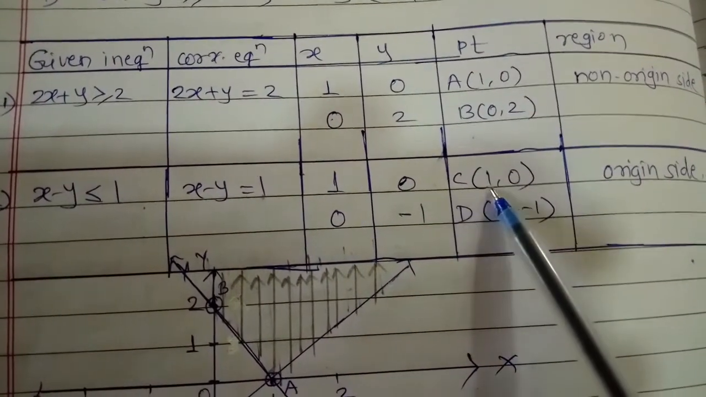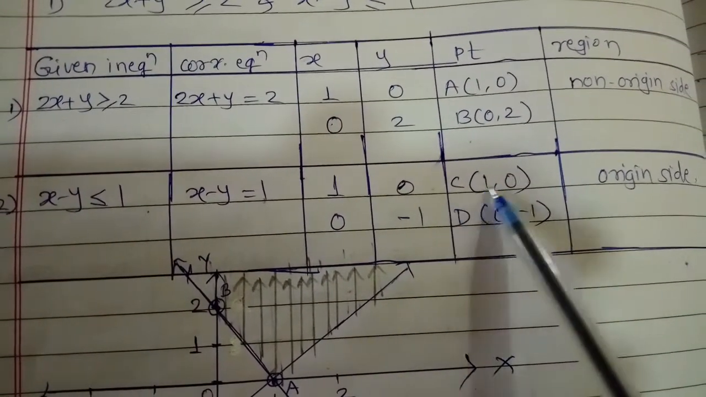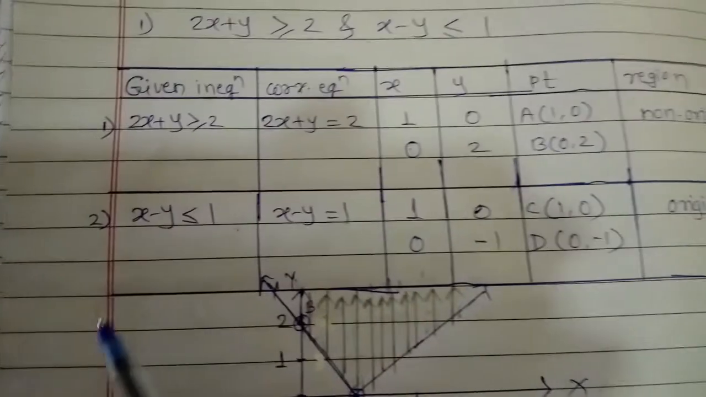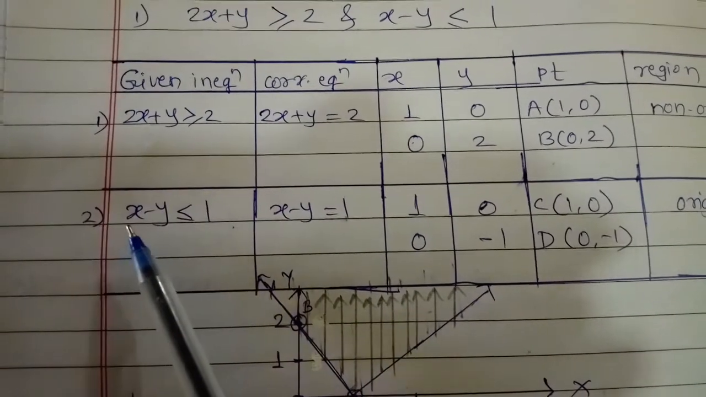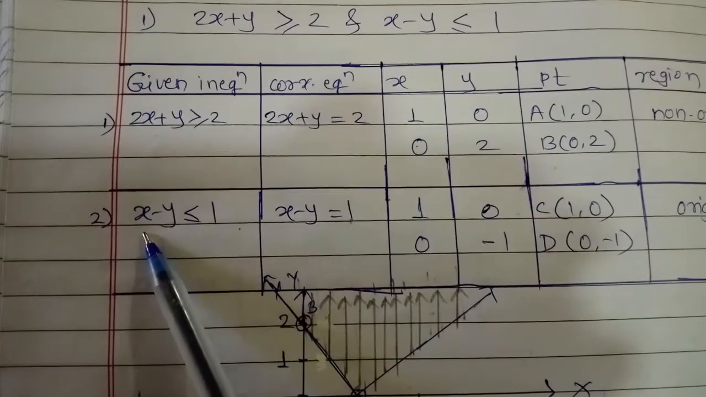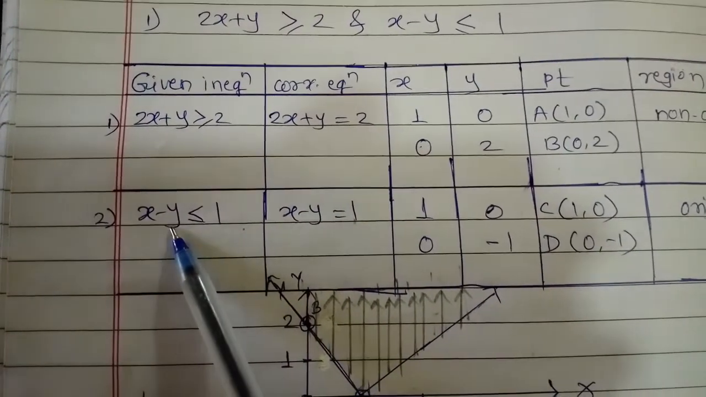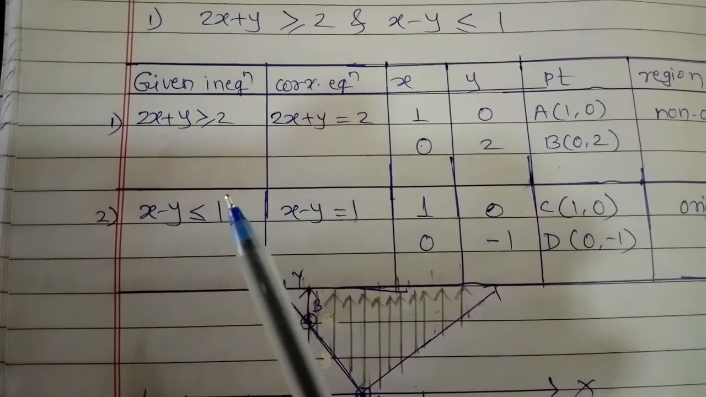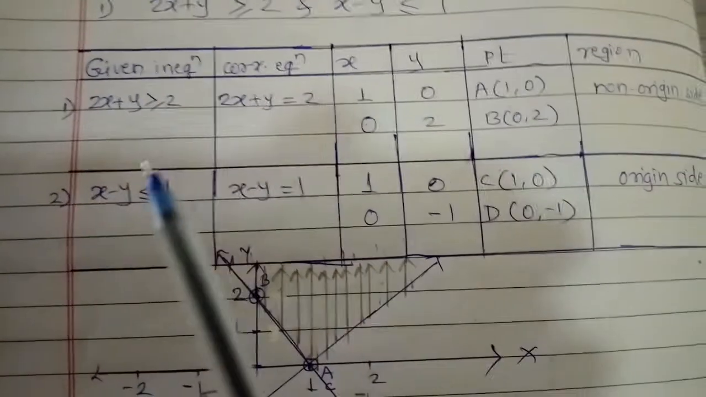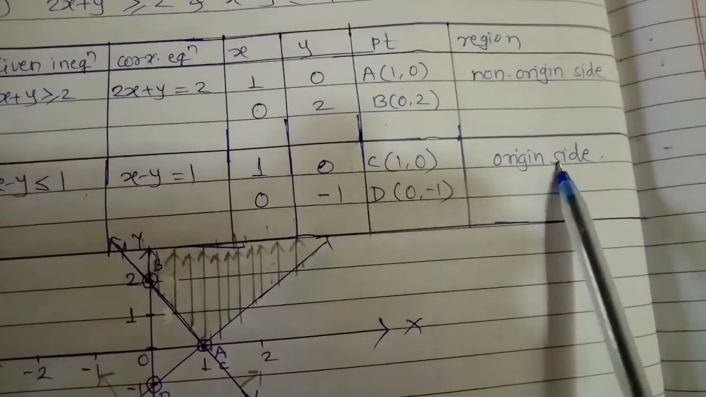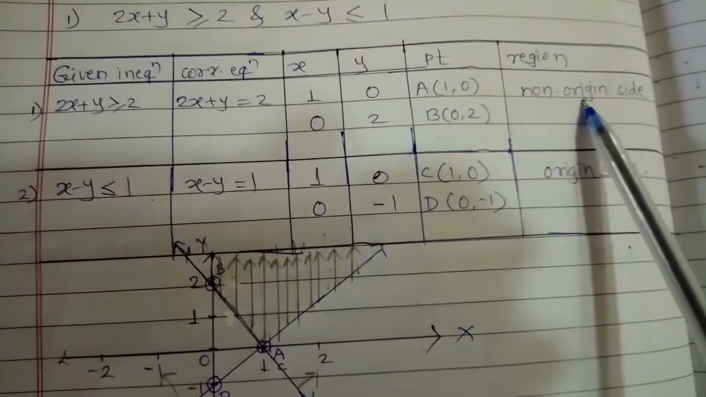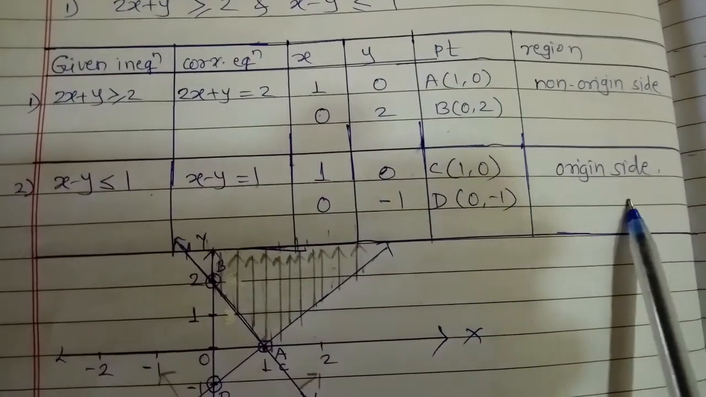So here we get point C having coordinates (1, 0) and point D having coordinates (0, -1). Again, put down the coordinates of the origin here, that is x is 0, so 0 minus 0, totally we get 0. So 0 is less than or equal to 1, which is true. So for this equation we have to draw the arrows on the origin side. See here, in both the equations: here we have to draw the arrows on the non-origin side, and here on the origin side.